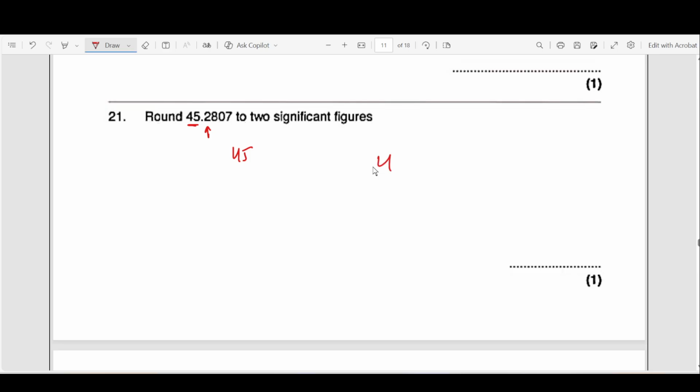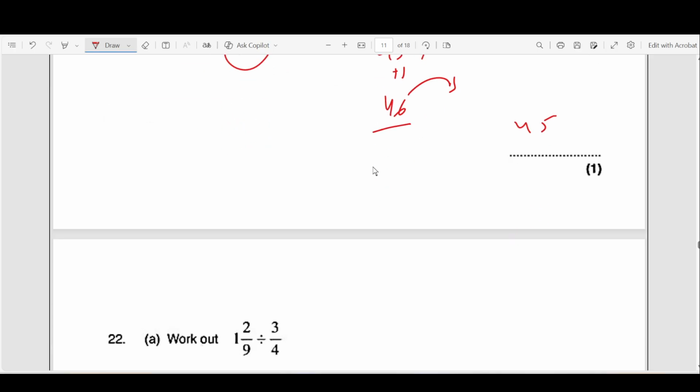If, suppose, we had 45.7, then we would add 1 here, so this would become 46. We round it up. But for this one, the answer is just 45.